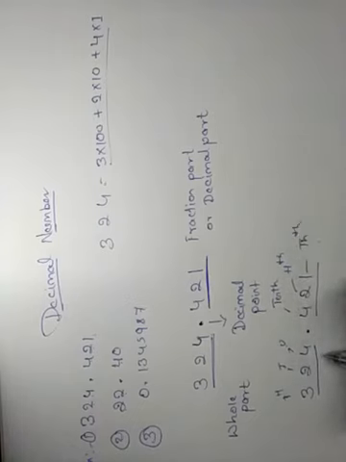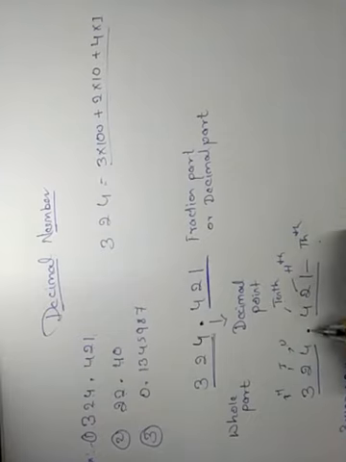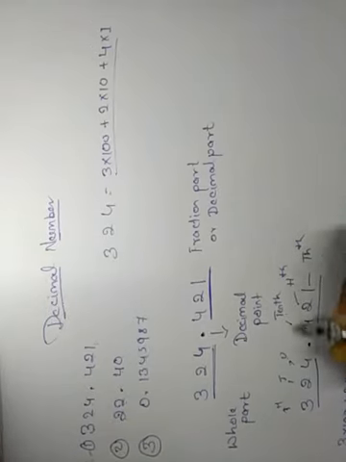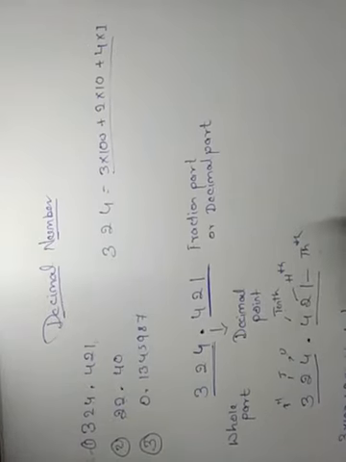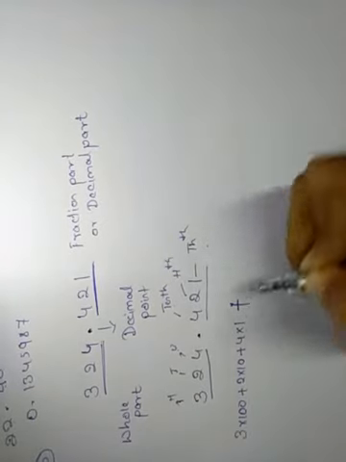Now we'll write this whole part as we have written here: 3 into 100 plus 2 into 10 plus 4 into 1. And for this decimal point we'll give plus. Now we have to express this in decimal form. For this point I have given plus.